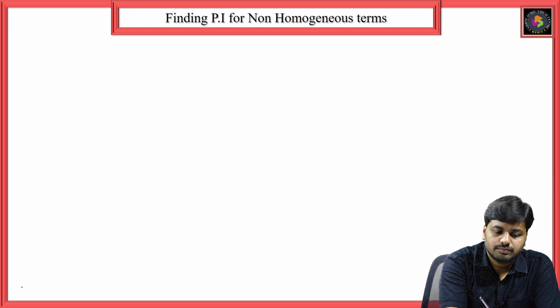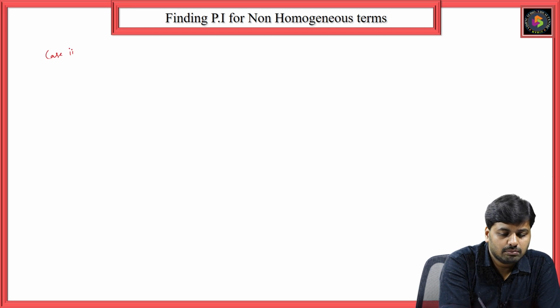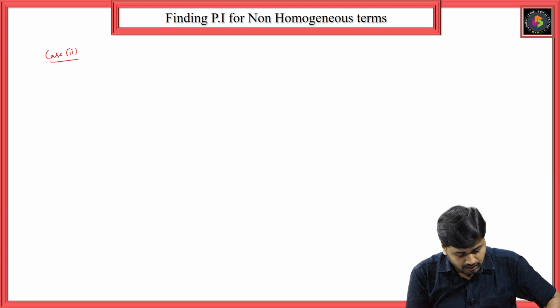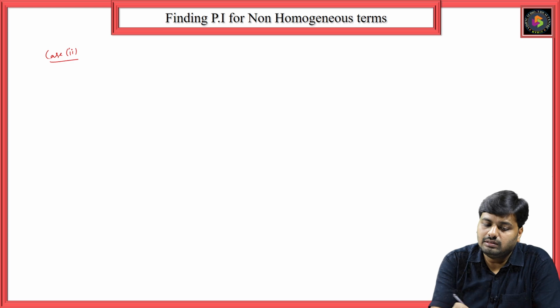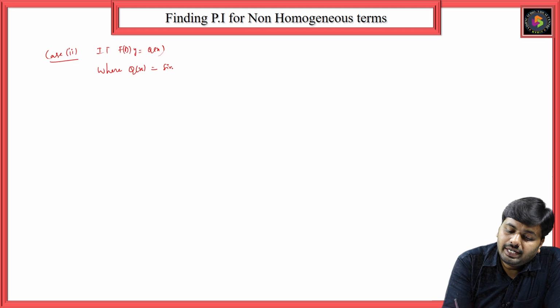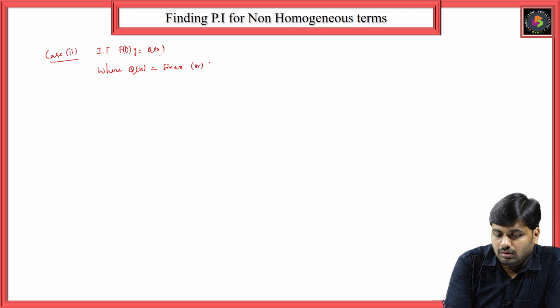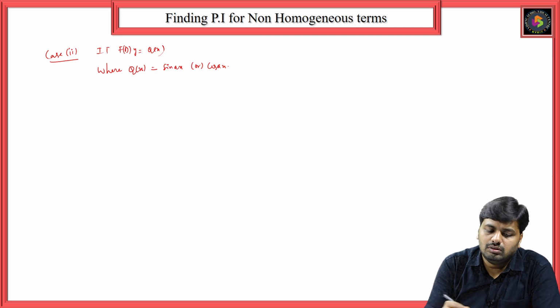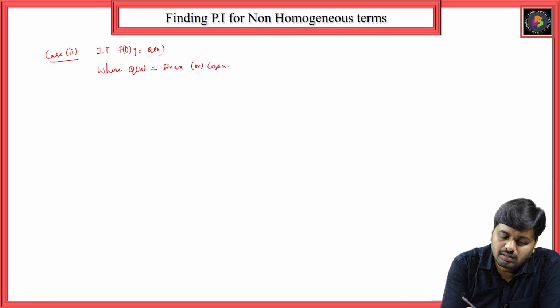Special case 2 is: if f of D of y equals Q of x, where this Q of x is equal to sin ax or cos ax. This is sin ax or cos ax. So again we have two cases, and we'll discuss them one by one.